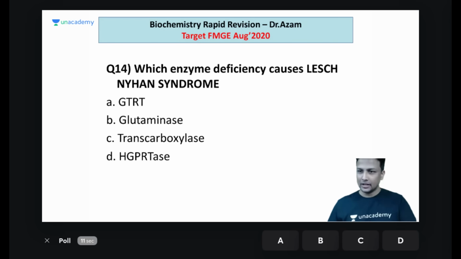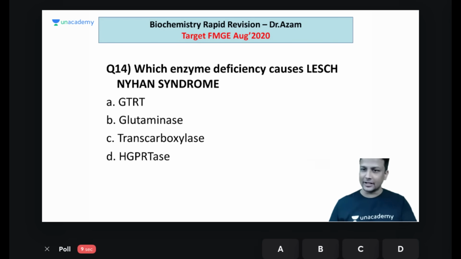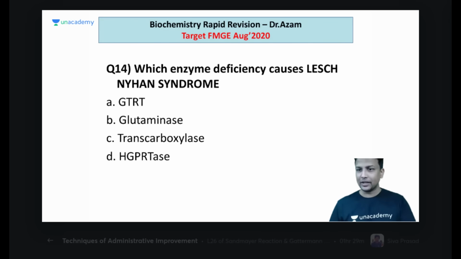Lovely, that's really nice, guys. So 81% of the students have answered correctly. Which enzyme is deficient in Lesch-Nyhan syndrome? It is HGPRT: hypoxanthine guanine phosphoribosyl transferase. This comes in the salvage pathway of purine synthesis.